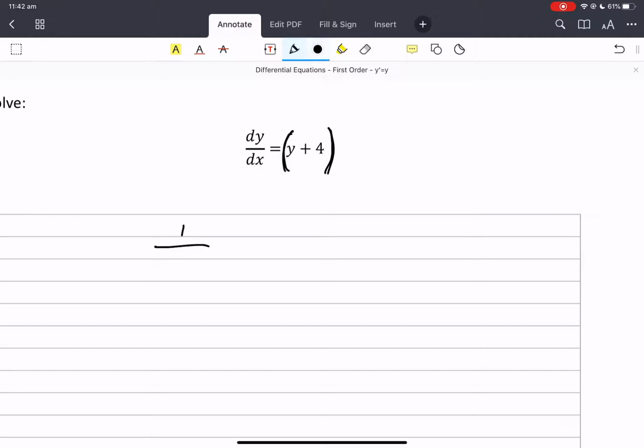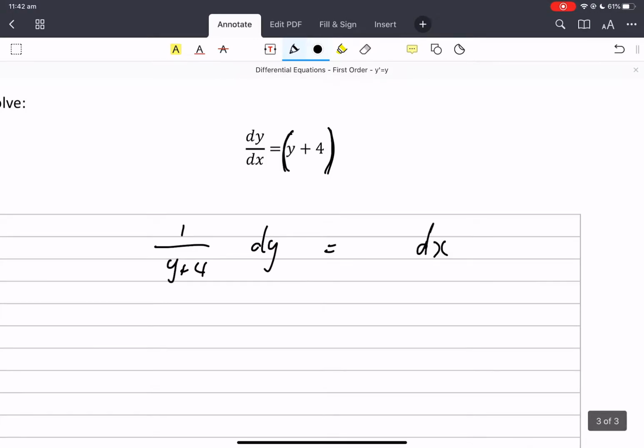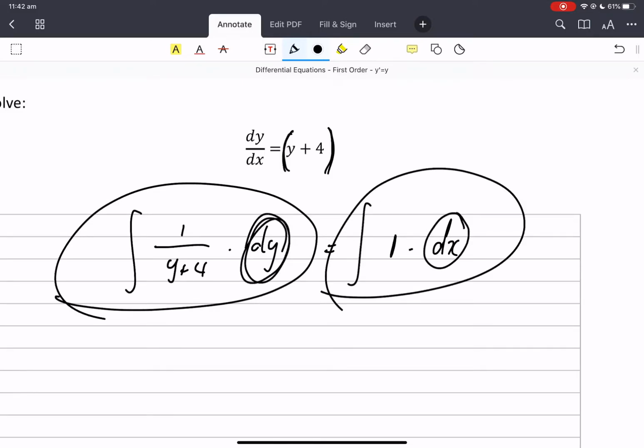So it's 1 on y plus 4. I'm going to leave that dy there, and then I'm going to get this dx to the other side by multiplying it. What's left on that other side? Is it 0? When I divide y plus 4 by y plus 4, I actually get 1, yeah? So when I multiply by dx, I've got a 1 dx. Hopefully you can see that. And then I'm going to integrate both sides. When I integrate both sides, I'm integrating that side with respect to dy and that side with respect to dx.